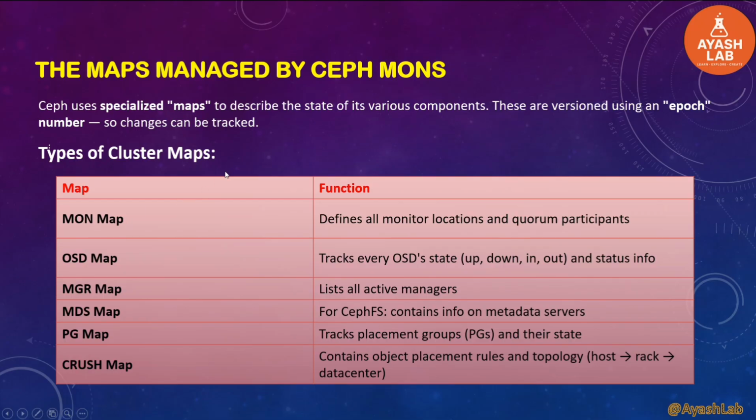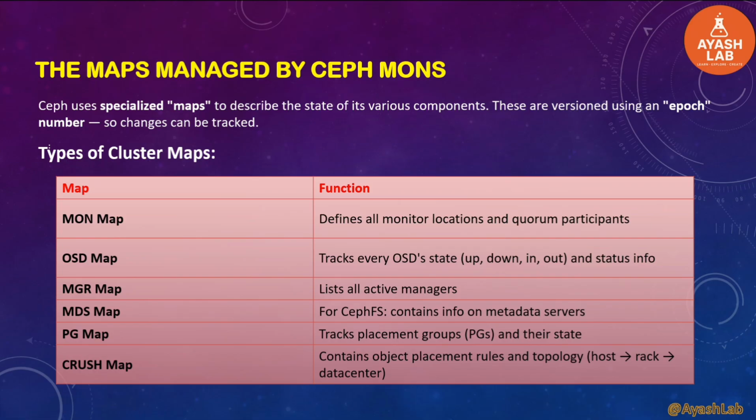Okay, not manager, sorry, these are the main maps that the mons manage. Mons means monitors manage. So one is the mon map, that is the monitor map, then the OSD map, then the MGR map, which means manager map. Then the MDS map, that is the metadata servers map. Then the PG map, which means placement groups map. Then the CRUSH map.